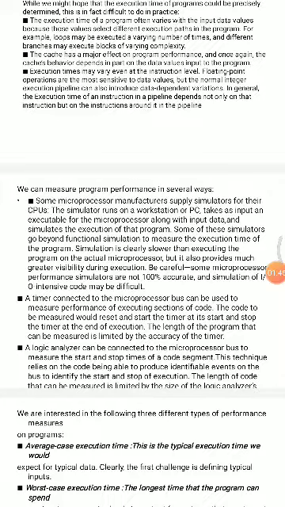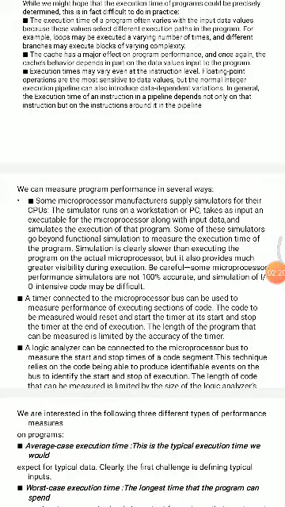A timer connected to the microprocessor bus can be used to measure the performance of an executing section of code. The code to measure would reset and start the timer at its beginning and stop the timer at the end of the execution. The length of the program that can be measured is limited by the accuracy of the timer. A logic analyzer can be connected to the microprocessor bus to measure the start and stop times of a code segment. This technique relies on the code producing identifiable events on the bus to identify the start and stop of execution.